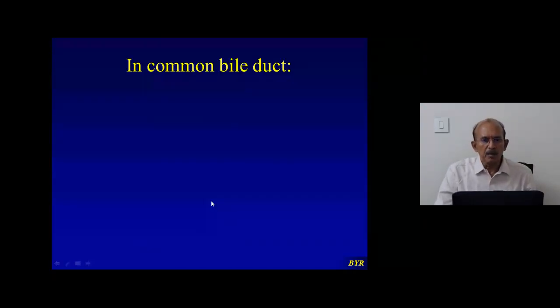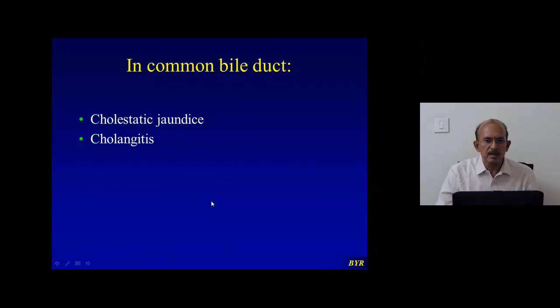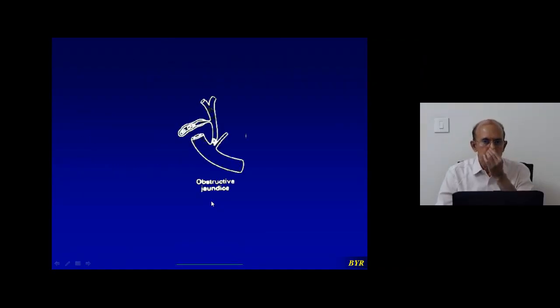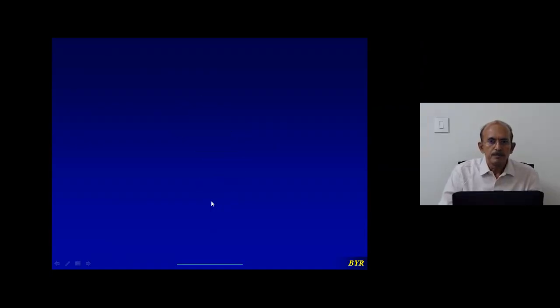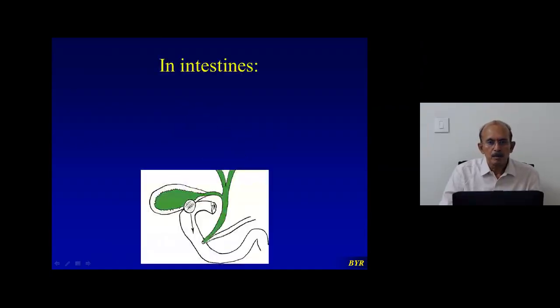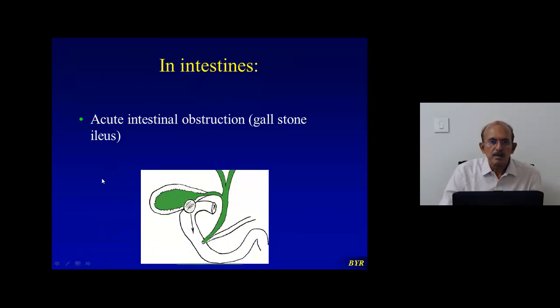When the stone is there in the common bile duct, it can produce cholestatic jaundice, or it can produce cholangitis, or acute pancreatitis. In the intestines, it can cause acute intestinal obstruction. How do the stones pass into the intestines? They can pass through the common bile duct and through the papilla of Vater and come into the intestines.